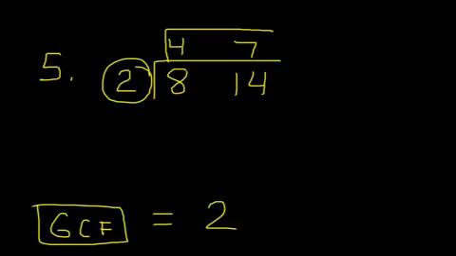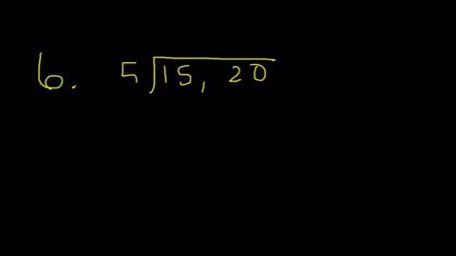Number 6. Number 6, the numbers are 15 and 20. So give yourself a little bit of room, but you're going to write the 15 and 20 over here. You're going to put it in a little division bracket. We call it a cake. What goes into both of those? 5. 5 goes into 15 3 times, and 5 goes into 20 4 times.